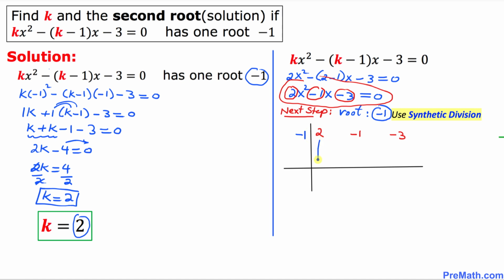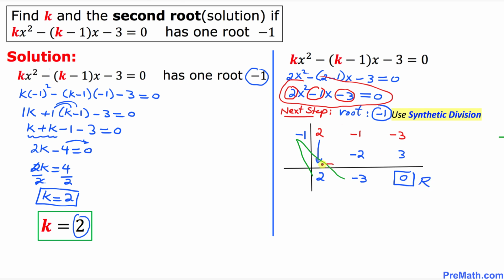The very first step is to bring down this first number, which is 2, all the way over here, and let's diagonally multiply. -1 times 2 is going to give us -2. We are going to write that down over here, and now add these numbers. -1 and -2 is going to become -3. Let's multiply -1 with -3. When we multiply that, that is going to give us +3. Let's add these up, so that's going to give us 0 as our remainder.